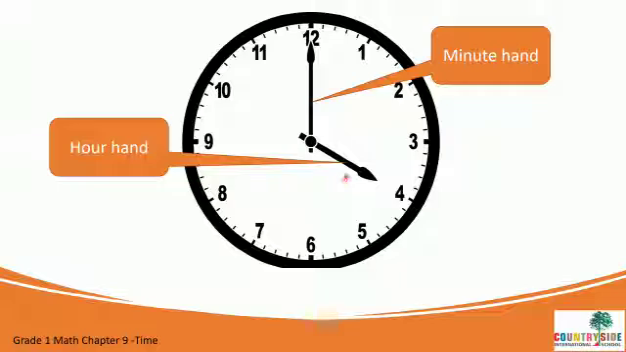The short hand moves slowly and the minute hand moves a little bit fast. Kids, here can you see the minute hand is pointing towards 12 and the hour hand is pointing towards number 4, means it is 4 o'clock.